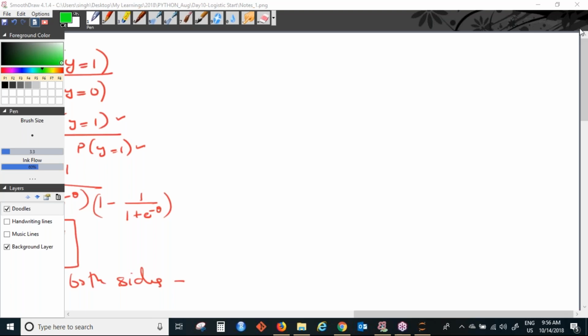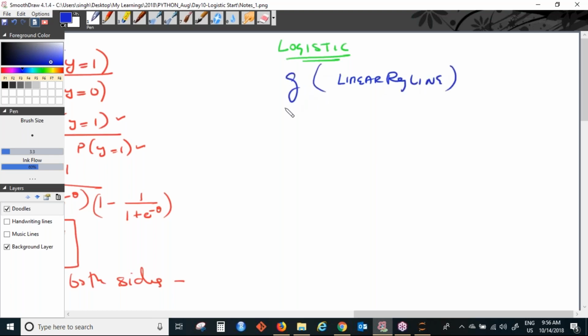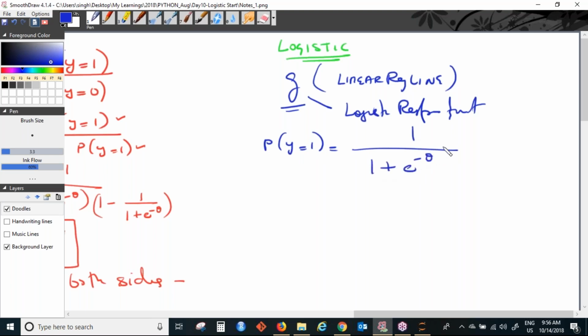Okay, so what did we see in logistic regression? We saw that logistic regression is just an extension of linear regression. We take the linear regression line, and we apply a function on top of it. This function is called the logistic response function. This function gives you the probability of y is equal to 1 as a function of this, where theta is your linear regression line.